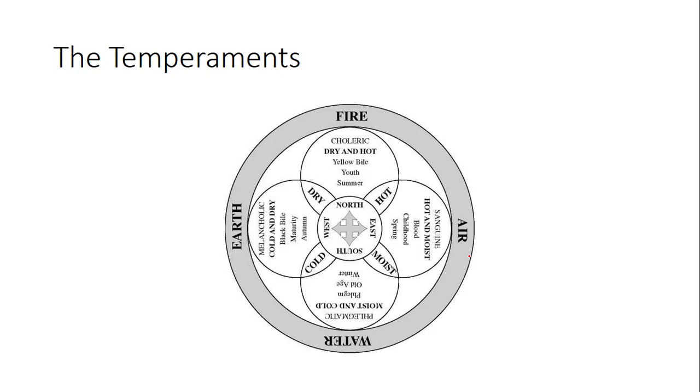Overview of the temperaments with earth, air, fire, and water. Those elements and then their relationship to the temperament. So earth is associated with a melancholic temperament. It's cold and dry, and it means that you have an excess of black bile in your system. And then they actually even associated it with different seasons too, in later iterations of this system.